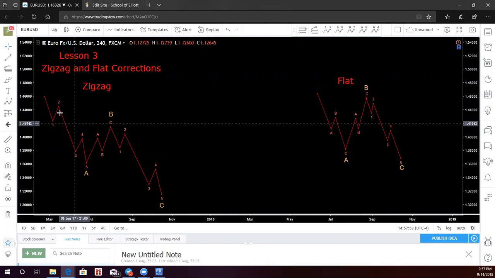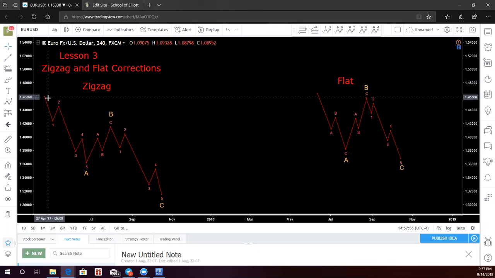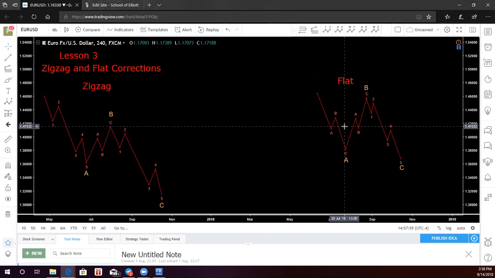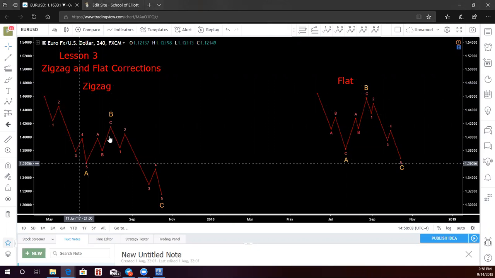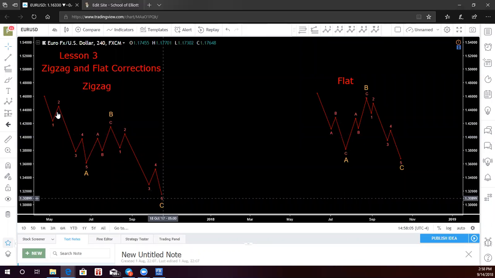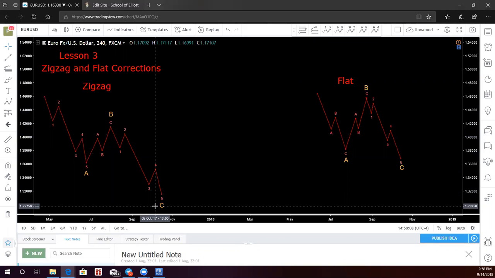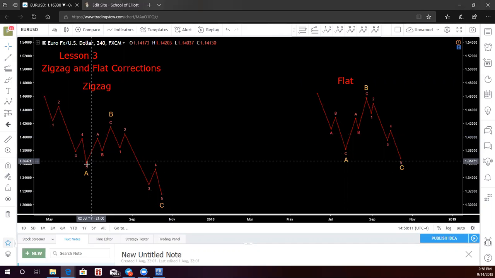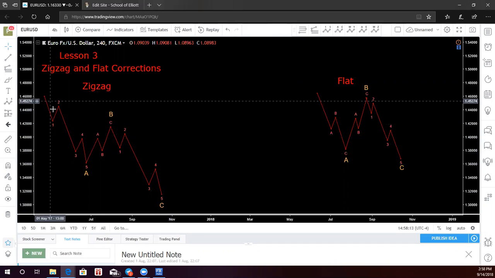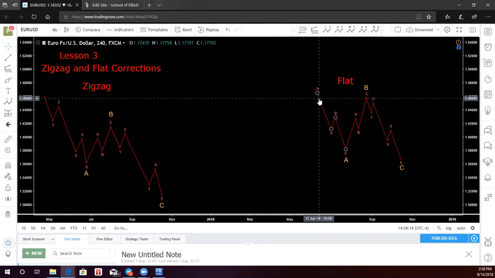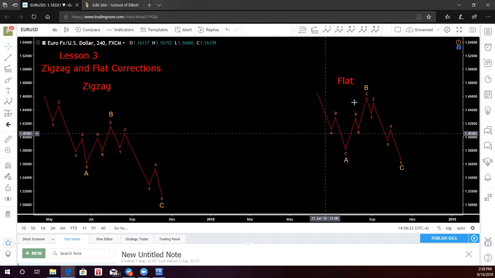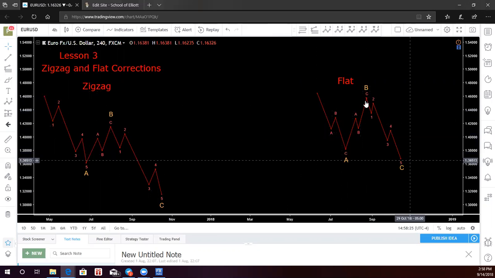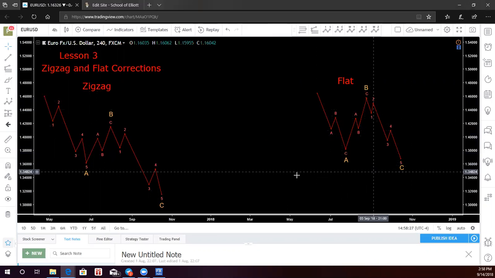As I discussed in lesson 1, the main difference is what a zigzag versus a flat are composed of. So a zigzag is composed of a 5-3-5 movement where waves A and C are both impulse waves, and B is the corrective wave for the whole corrective structure, whereas a flat is composed of a 3-3-5 movement where waves A and B are both corrective waves, and wave C is an impulse wave.